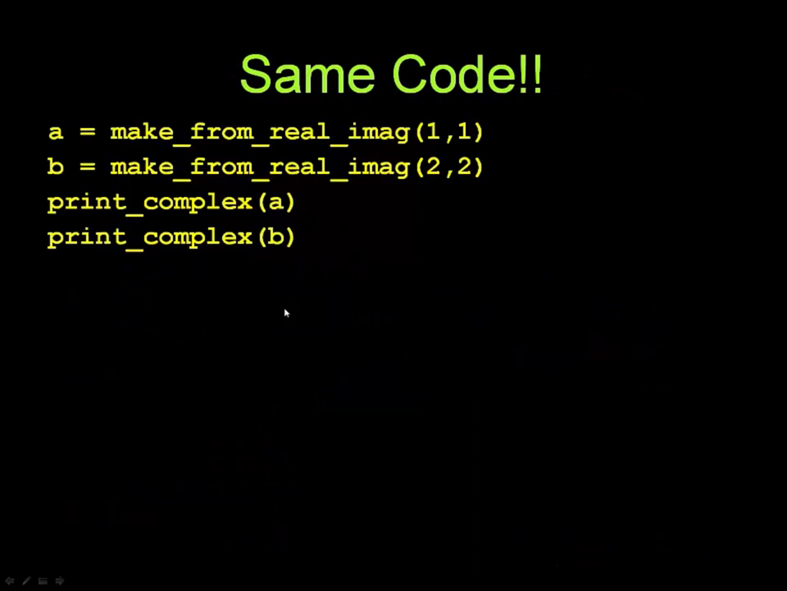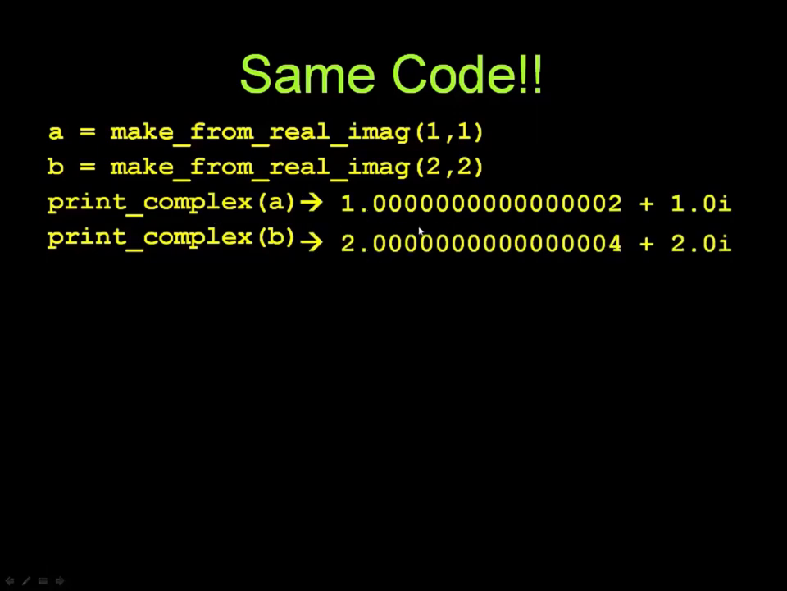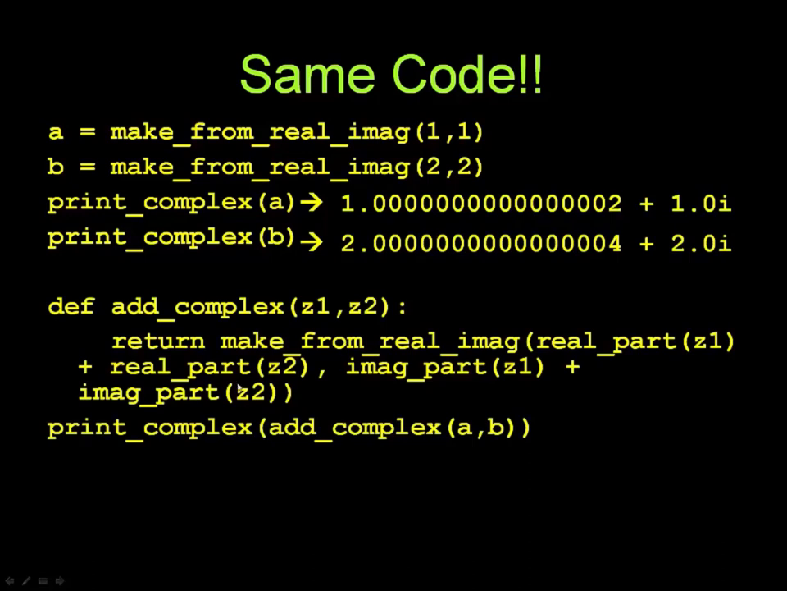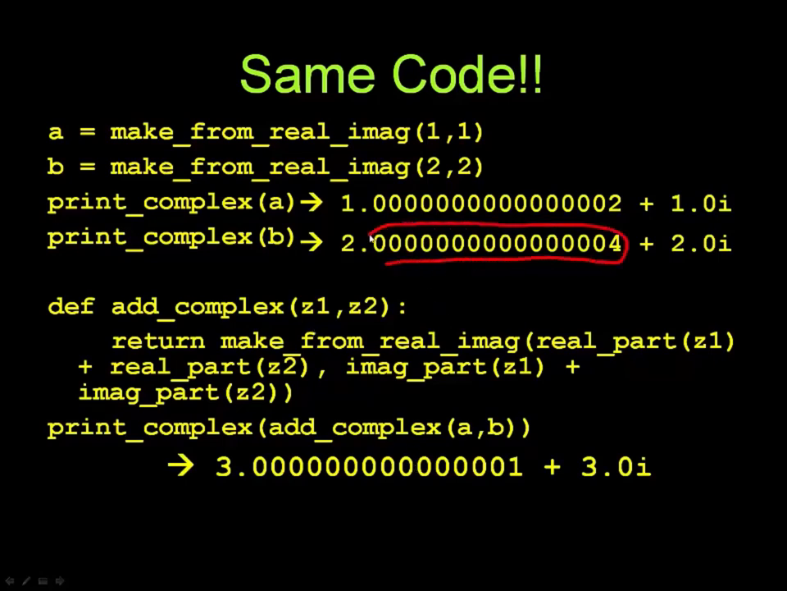Now, let's look at the code again. Suppose A is made from real imaginary 1, 1 and B is made from real imaginary 2, 2. This is exactly the same as before. If you print A, you get this; you print B, you get this. And if you do add, this is the same code as before, and you get this. It's exactly the same, except now you have some imprecision, because instead of storing the real part and imaginary part, you're storing the magnitude and the angle. Because there's finite precision, imprecision errors propagate back when you compute the x and y.